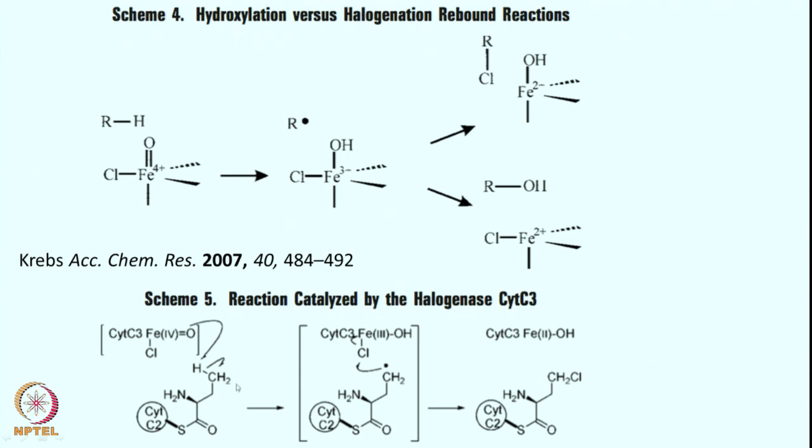In any case, let us look at one of the practical examples. This is the organic substrate you see over here, and this is the halogenase cytochrome C3, and you have an iron 4 oxo chloro intermediate. Now, in these cases, this CH2 and Cl dot transfers, and you see exclusively the CH2Cl product along with the iron 2 hydroxy product formation. This is quite great. Well, we will not be discussing way too much in detail. These are very, very fascinating enzymes, and a lot of studies have been done on them. If you are further interested, feel free to study.